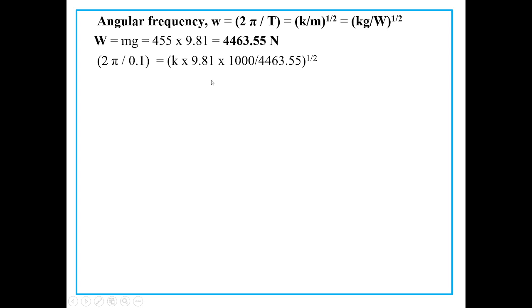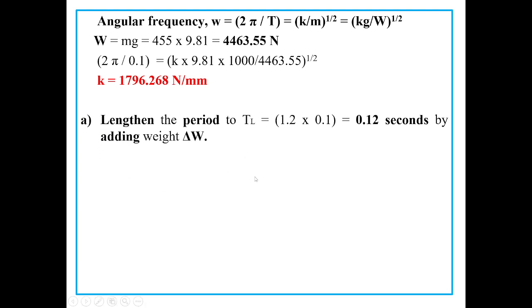Now again substituting in this formula, 2 pi divided by T, T is 0.1 seconds because it is 1/10 of a second, is equal to square root of K into g into 1000, because 9.81 is meter per second square, we want mm per second square. So we are multiplying by 1000 because 1 meter is 1000 mm, divided by W, which is already given, that is 4463.55 Newton. Now when I solve, I get stiffness of the system as 1796.268 Newton per mm.